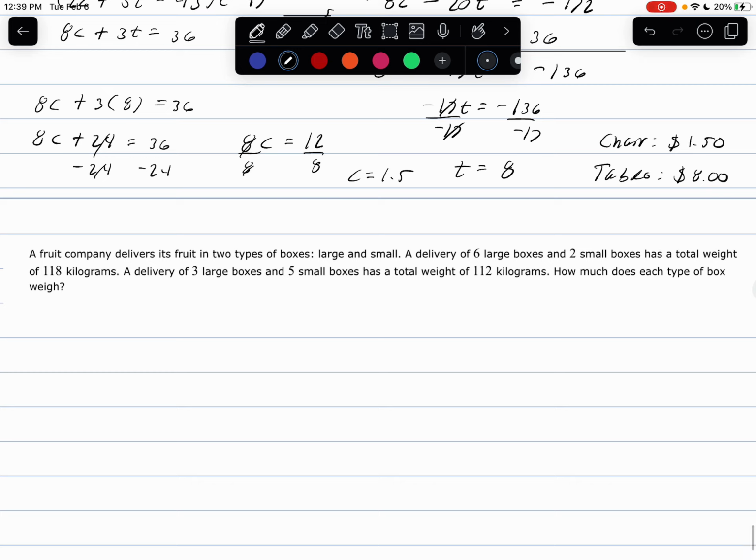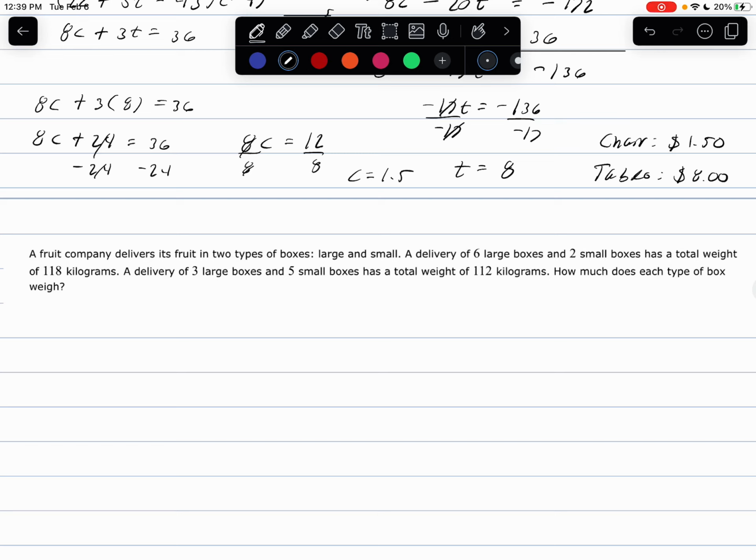Okay. Now let's look at this one. It says a fruit company delivers its fruit in 2 types of boxes, large and small. A delivery of 6 large boxes and 2 small boxes has a total weight of 118 kilograms. Okay, and it says a delivery of 3 large boxes and 5 small boxes has a total weight of 112 kilograms. How much does each type of box weigh?